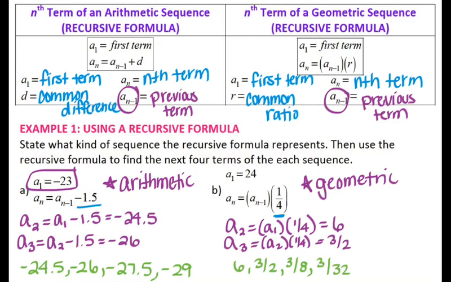So a recursive formula is just another way to represent a sequence, and it tells you what the first term is, and it also tells you what the pattern is. So for instance, for letter A, our pattern was to subtract 1.5, and then for letter B, our pattern is to multiply by 1/4.